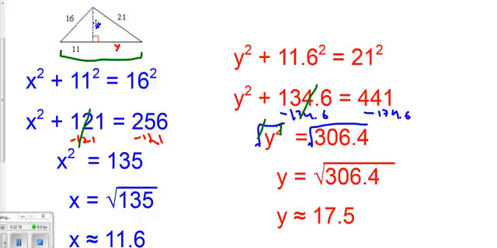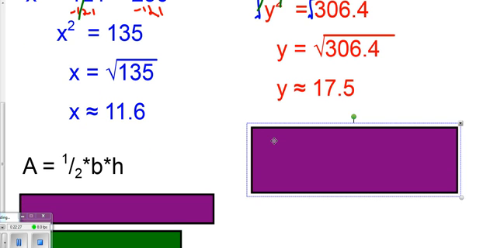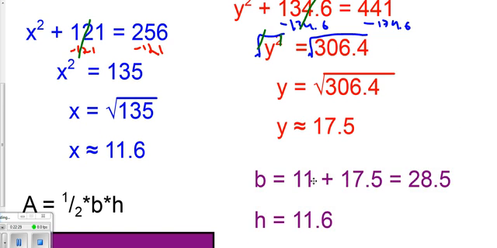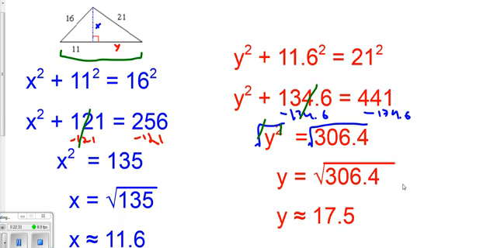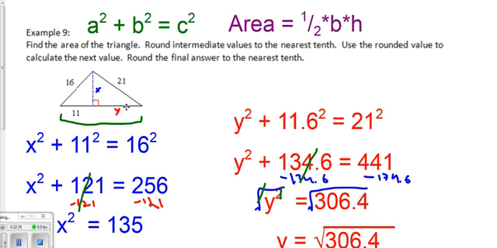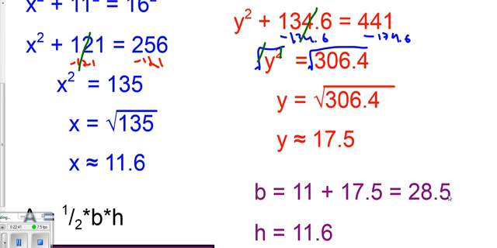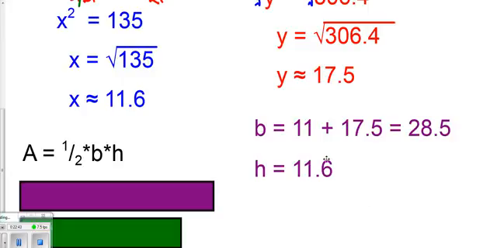So now we know this length and this length. We need to find the entire base of this triangle and the height. We already found the height. So we would say the base is 11 plus 17.5, so it's going to be 28.5. Here was 11, here was 17.5. Add it all together for this entire base, and it's 28.5. The height we solved for as x was 11.6.